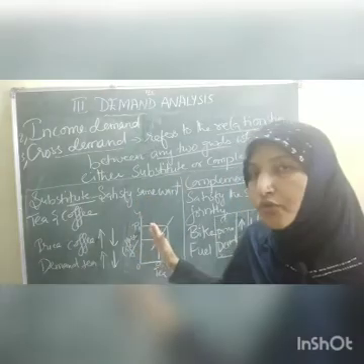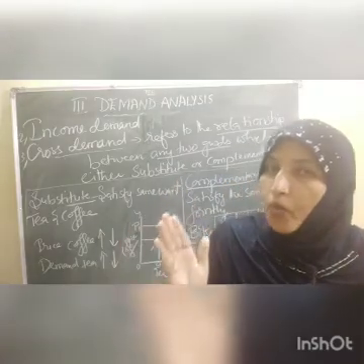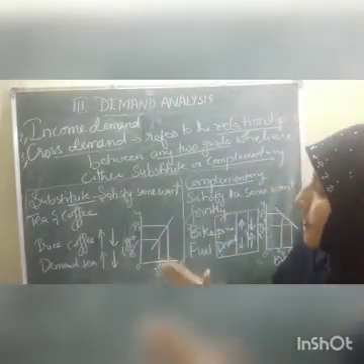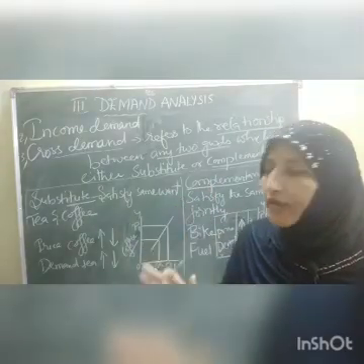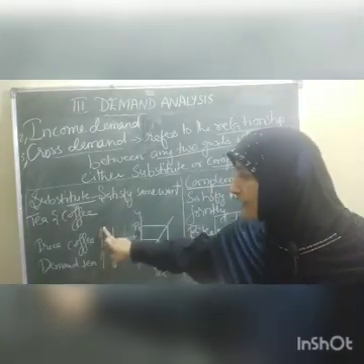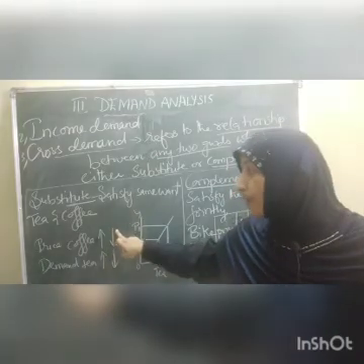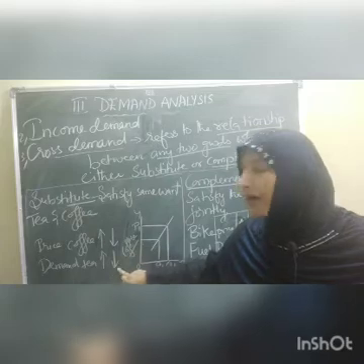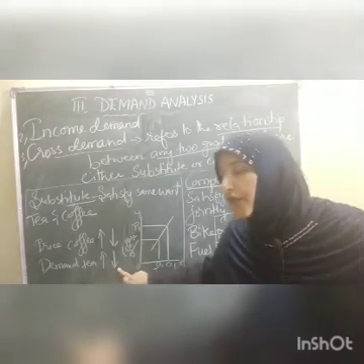So what are the substitute goods? The goods that satisfy the same want, and an example for that is tea and coffee. When the price of coffee is increased, demand for tea also increases. When the price of coffee is decreased, demand for tea is also decreased. And based on this assumption, you can find it out.